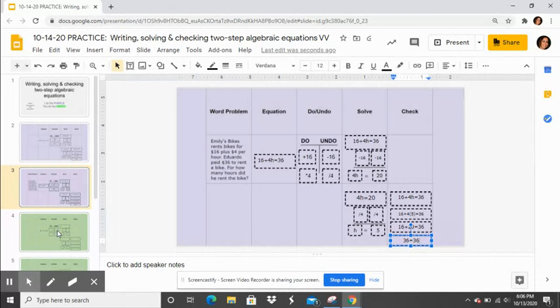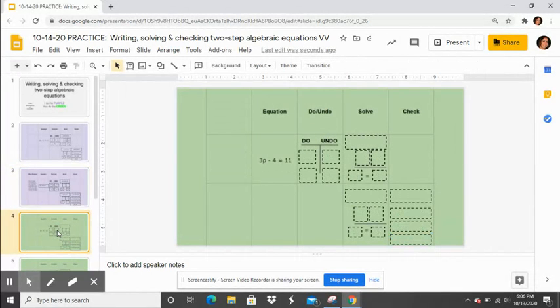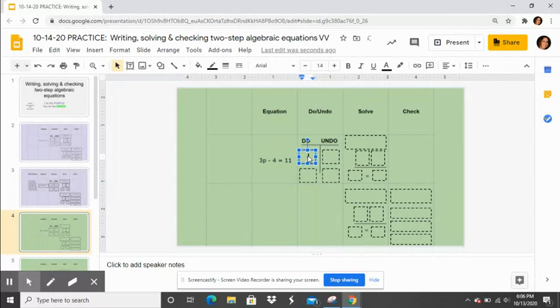All right, so that's the purple slides. I'm going to look through the green a little bit. So just to start, 3p minus 4 equals 11. My first do is the constant, which is minus 4. So the undo would be plus 4. My second do is the 3, which is being multiplied with p. So my undo would be dividing by 3. That's as far as I'm going to go on those.